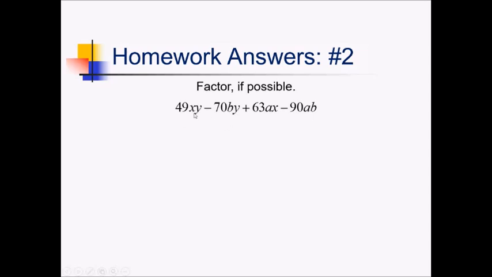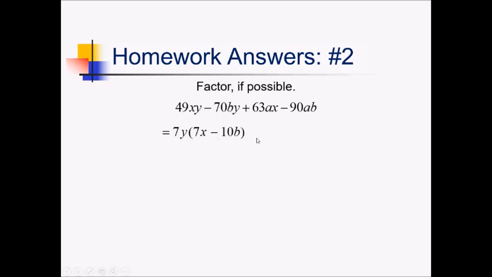Let me take out a common factor from the first two terms here. 49 and 70, both divisible by 7, and these terms also both have a y. So 7y is what I'm going to take out of those. And 49xy, if you take out a 7y, you have a 7 and an x left over. And if I divide negative 70by by 7y, that's going to become negative 10b. The y's are going to cancel there.